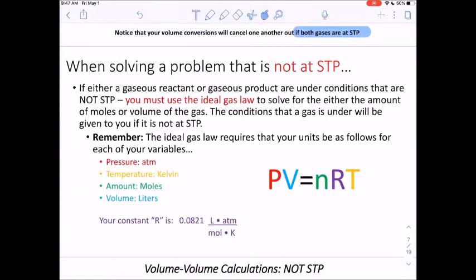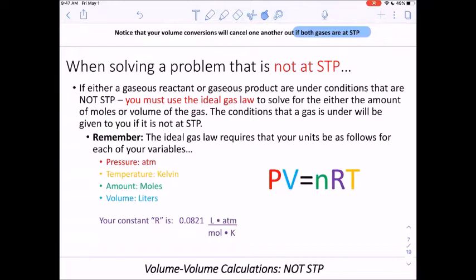Now let's do a couple problems not at STP. These are the more difficult ones. If a problem is not at STP, then the thing that we need to do here is use the ideal gas law because we can't assume the conditions that it's under. So we'll use the ideal gas law to solve for either the moles or the volume of the gas, depending on what end of the stoichiometry problem we're on. The conditions the gas is under will be given to you if it's not at STP. So it will tell you the gas is stored under this much pressure, this much temperature.